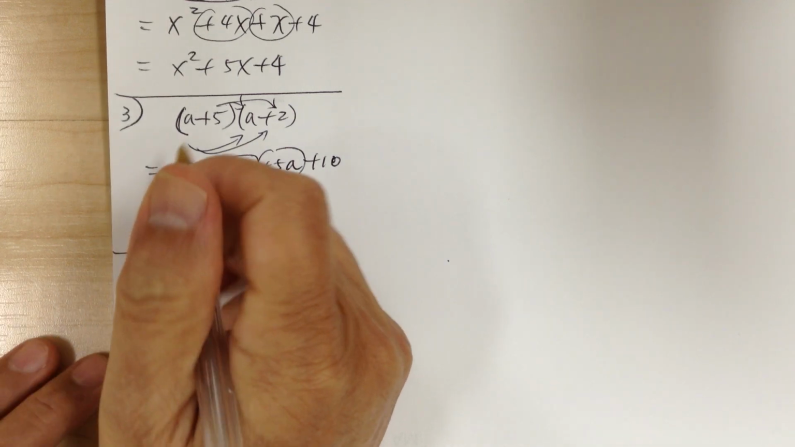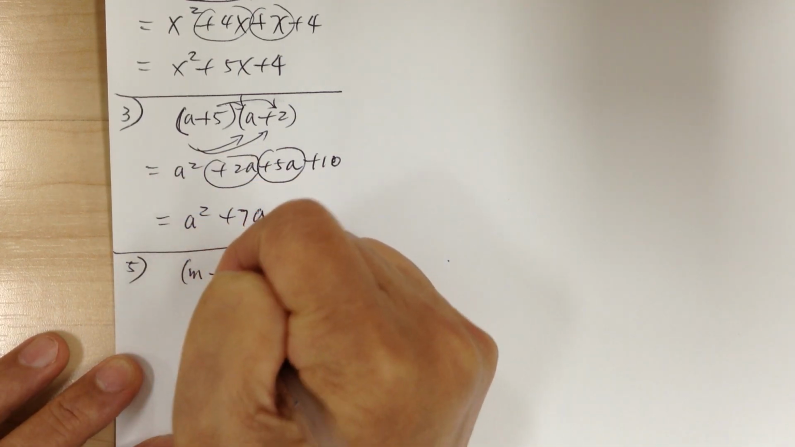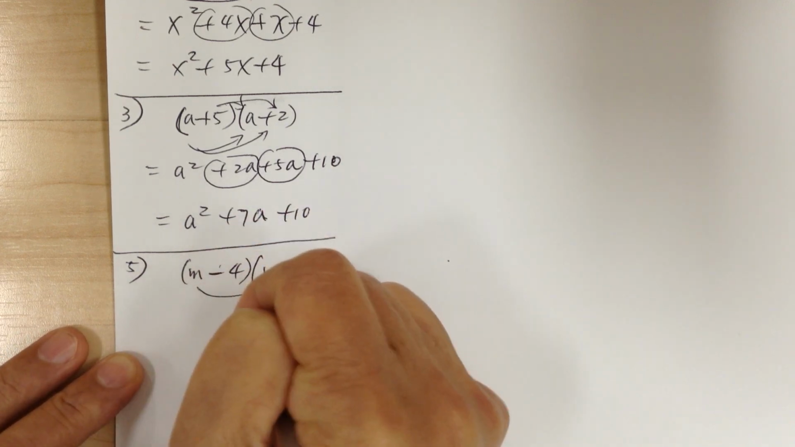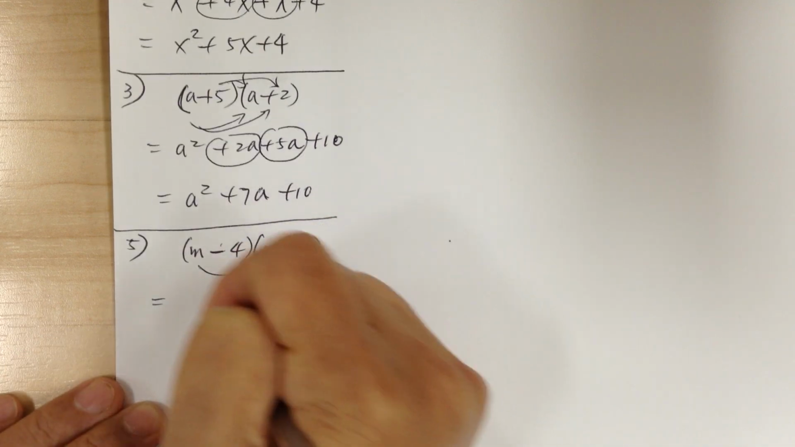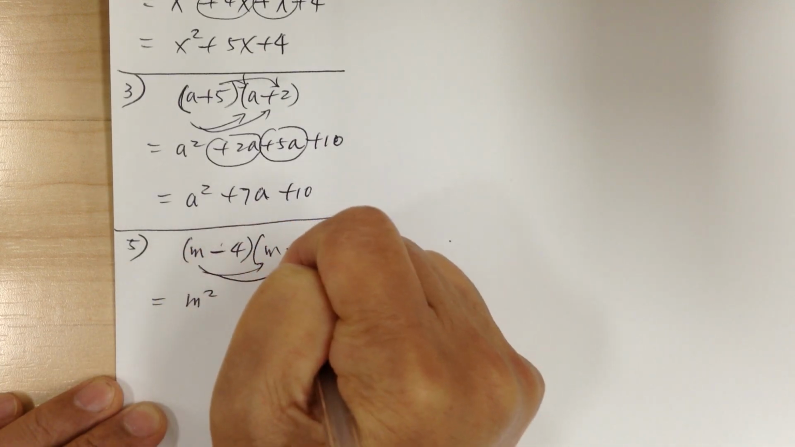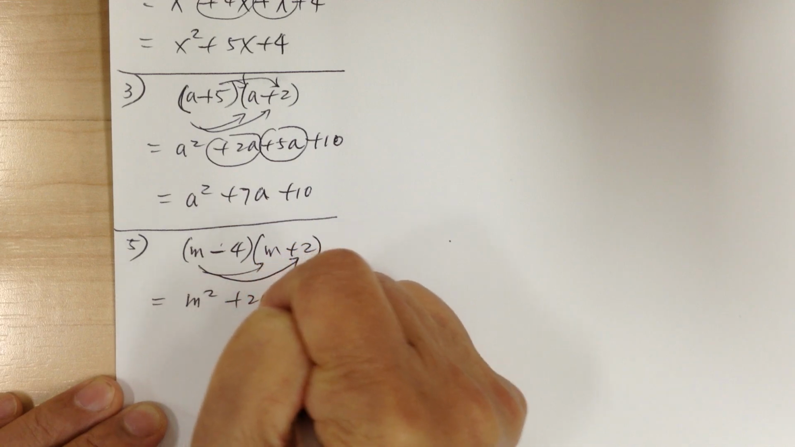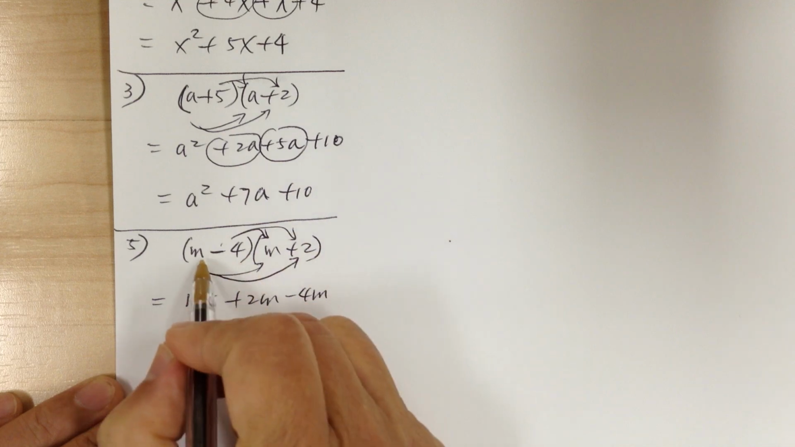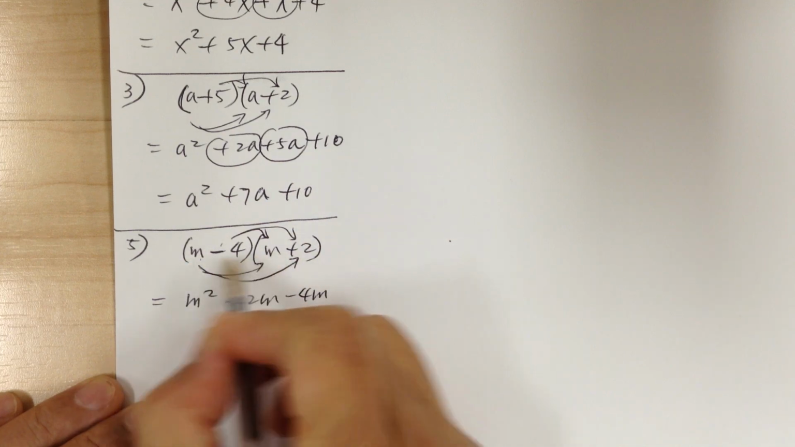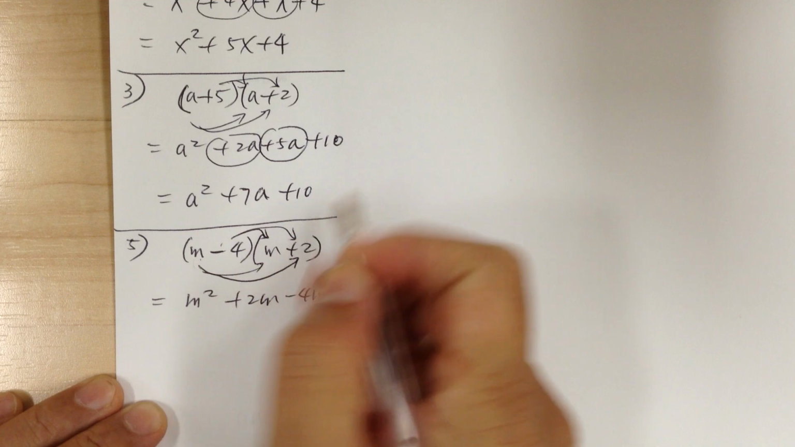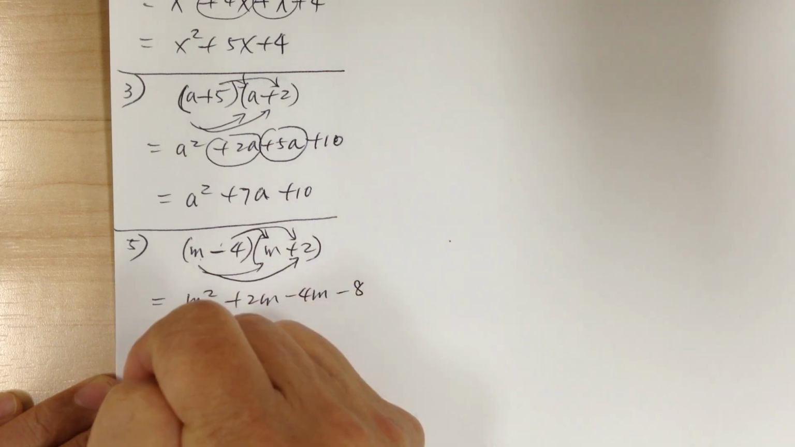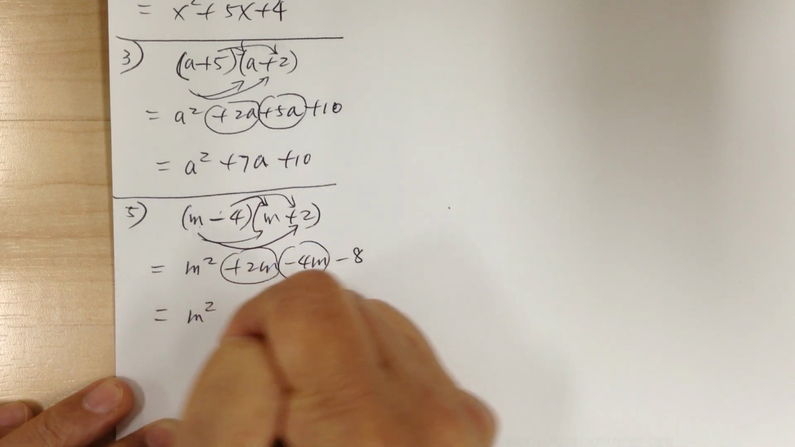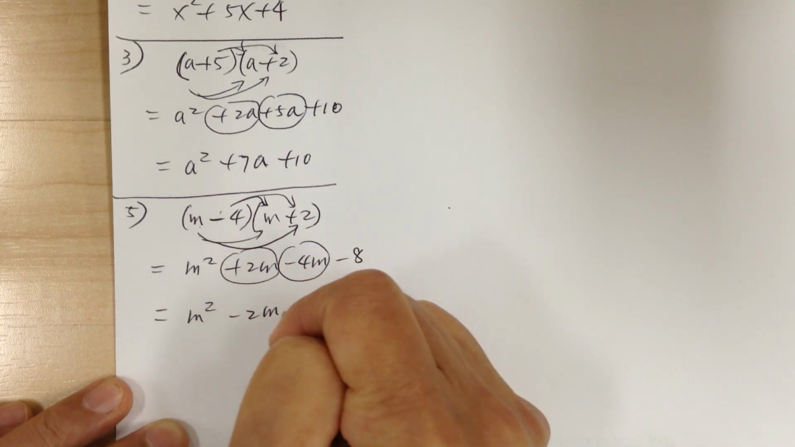Okay, number 5, you have m minus 4 times m plus 2. So you can distribute. This is the F, the first term. So you get m squared. Then do the outside term, the O, plus 2m. And then do the I, so minus 4m, and do the L. So basically use the first term, distribute, and second term, distribute. So minus 8. Again, combine the like terms. So that gives you m squared minus 2m minus 8.